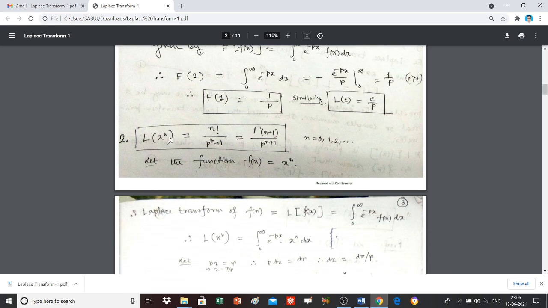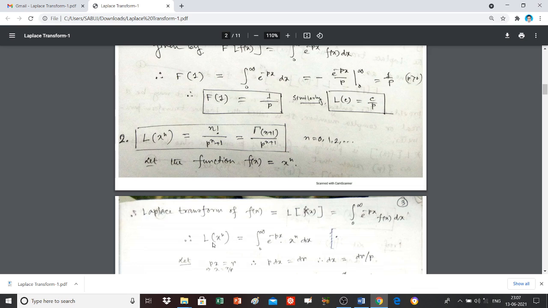Laplace transform of x to the power n is equal to n factorial by p to the n plus 1, and that is equal to gamma of n plus 1 by p to the n plus 1, where n is equal to 0, 1, 2, 3, and so on. This should be proved here in this problem. So let the given function be f(x) equal to x to the power n. Then from the definition, the Laplace transform of the function f(x) is denoted as L of f(x), that is equal to 0 to infinity e to the minus px f(x) dx. In the present case, f(x) is x to the power n.